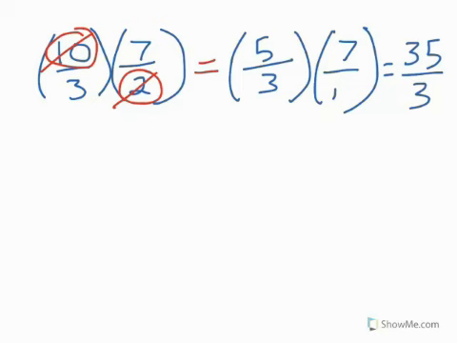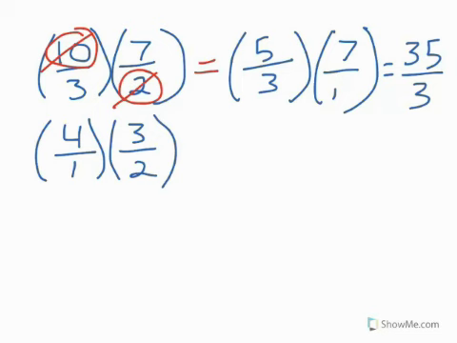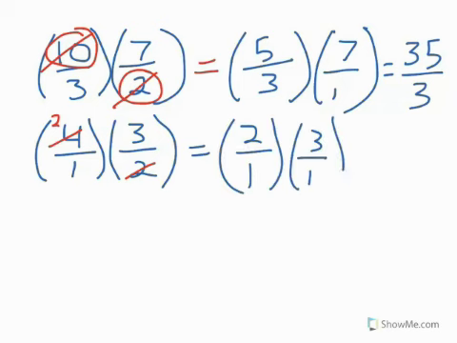Another example of this canceling is 4 divided by 1 and times 3 divided by 2. Again, I notice the 2 factors into the 4. So I can take the 2 and factor it out of here and get a 2 up here. So I end up with 2 times 1 times 3/1, which in this case is very easy. I get 6. So it's a simple cancellation.